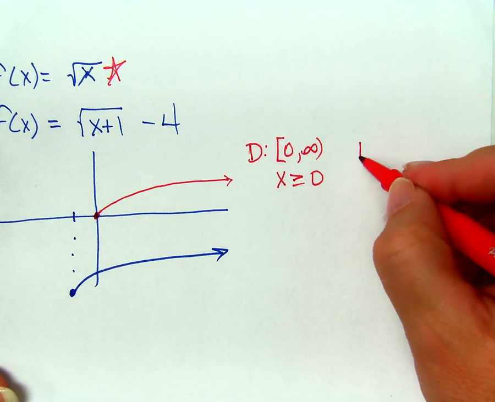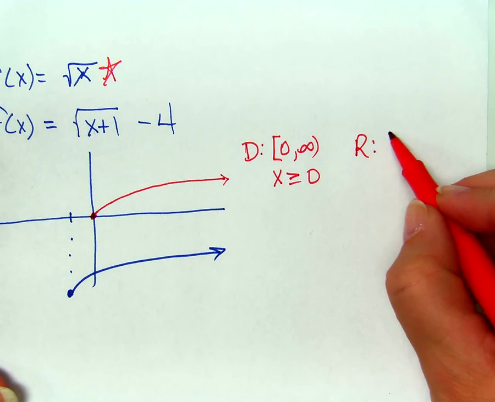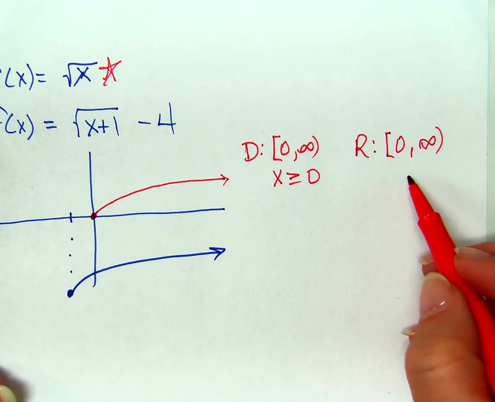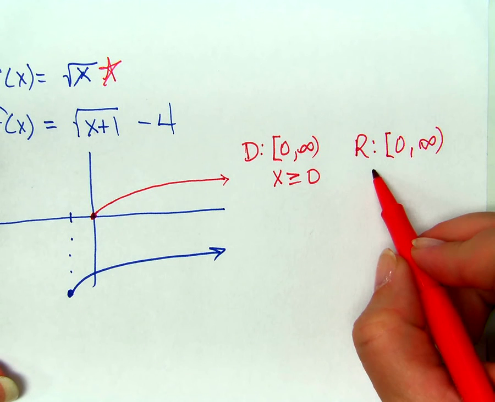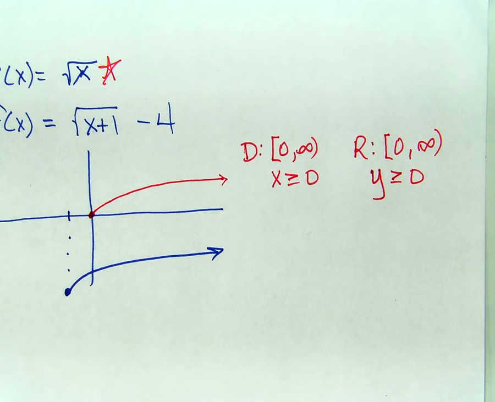Okay? So what about my range? How far down does it go? To 0. How far up does it go? All the way, all right? How could I write it the other way? How about y is greater than or equal to 0? Is that okay? Good? So now let's talk about the blue function, our new function.